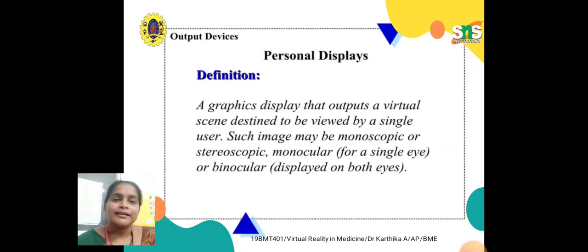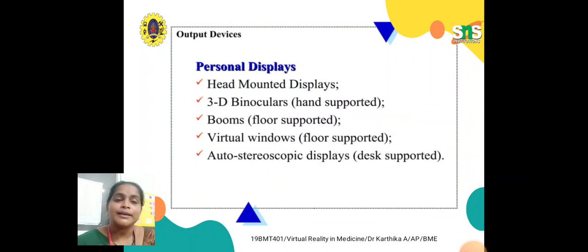Personal displays are graphics displays that output a virtual scene designed to be viewed by a single user. Such an image may be monoscopic or stereoscopic, monocular for a single eye or binocular, displayed on both eyes. In personal displays, we have head-mounted displays, 3D binoculars, hand-supported, booms, floor-supported, and virtual windows also floor-supported, and also autostereoscopic displays, desk-supported.